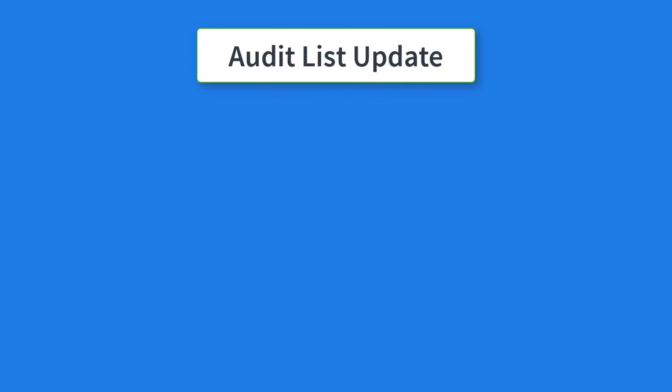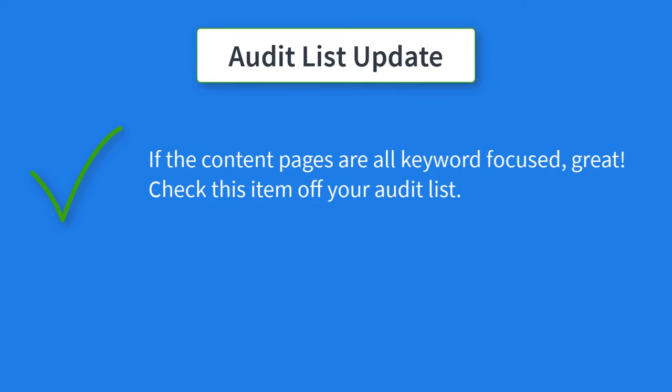If you aren't sure what people are searching for, you should conduct keyword research. Take a look at some of your most important pages. These are likely category pages and popular articles and guides. Are these pages optimized for keywords people search for, or do they use generic terms and have no consistent keyword theme? Okay, and then to update your audit list, if the content pages are all keyword focused, great. Check this item off your audit list.